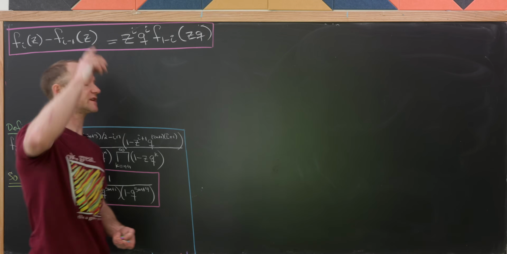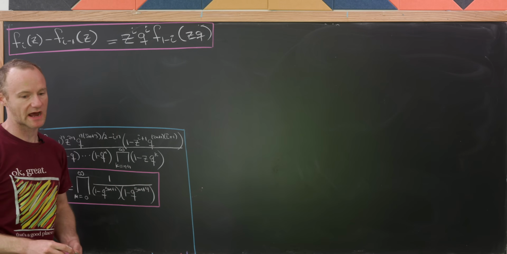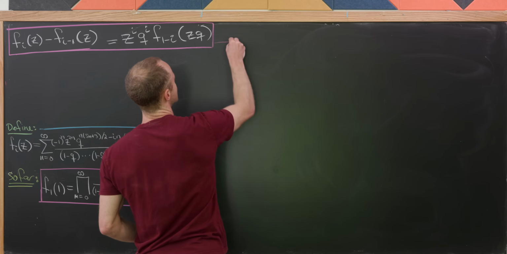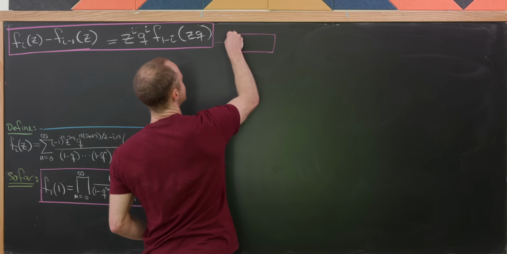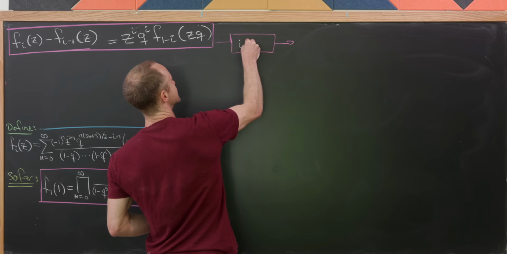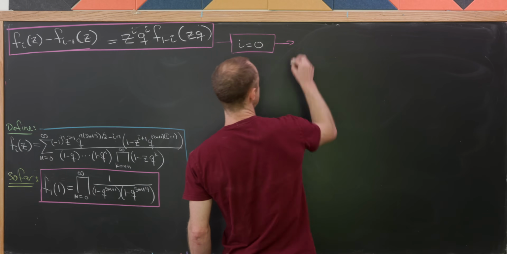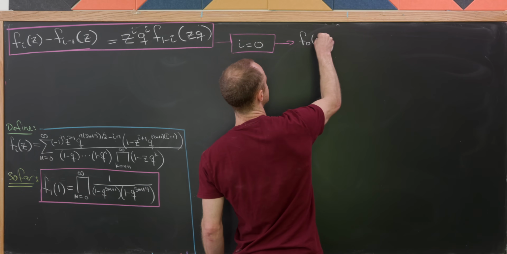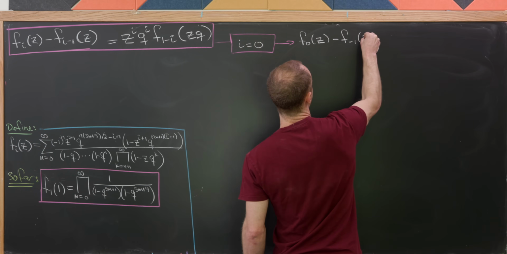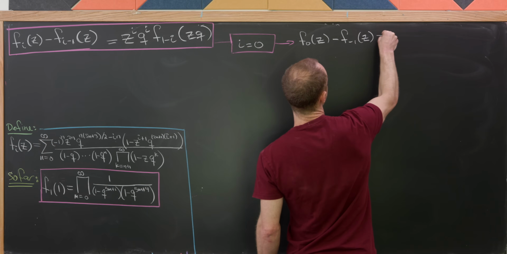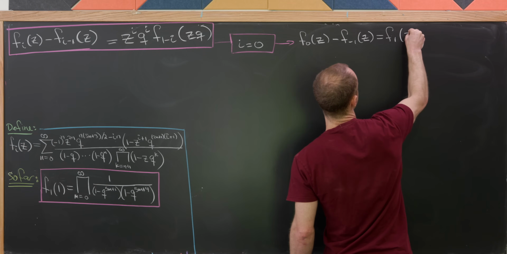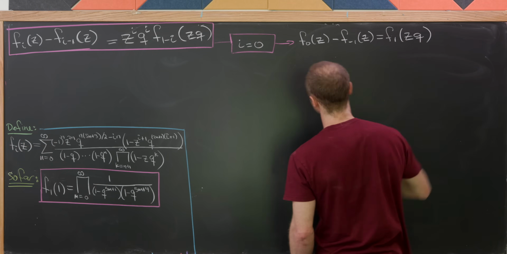Okay, so we just proved the super important recursion on our f functions. Now we're going to specialize this a couple of times. So let's first specialize this to the case when i is equal to 0. So that gives us f sub 0 of z minus f sub negative 1 of z equals, well, z to the 0, q to the 0 times f sub 1 of z times q.